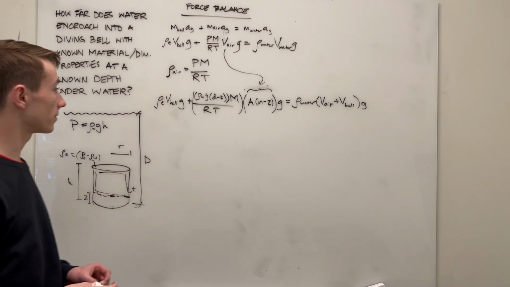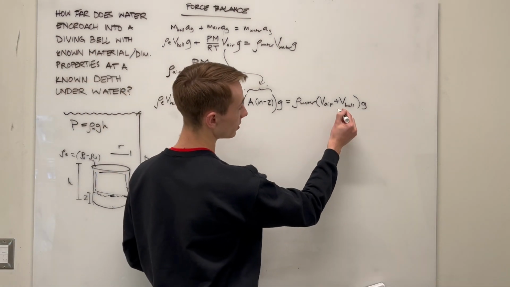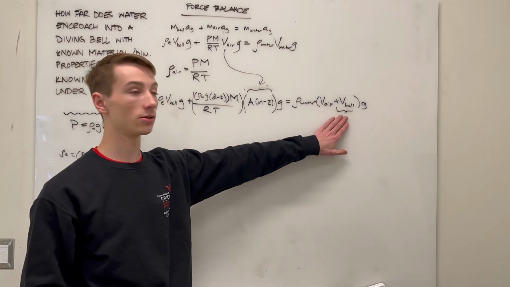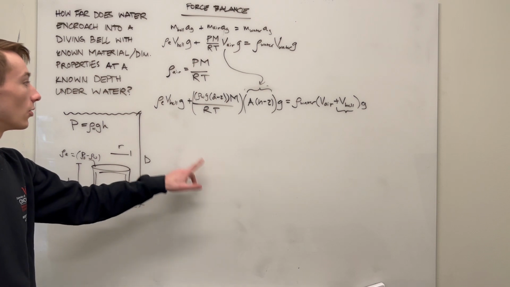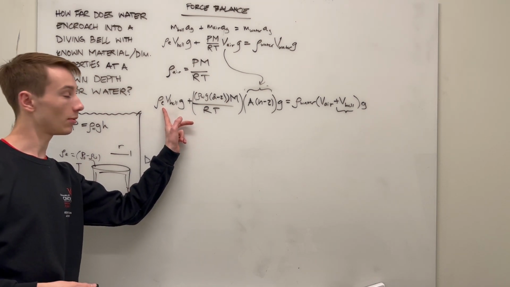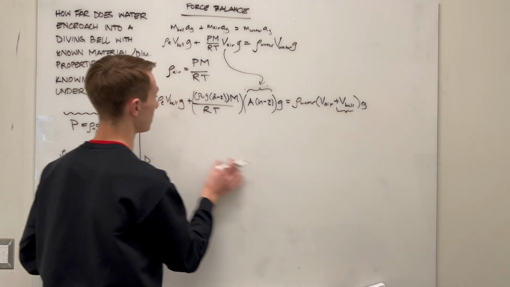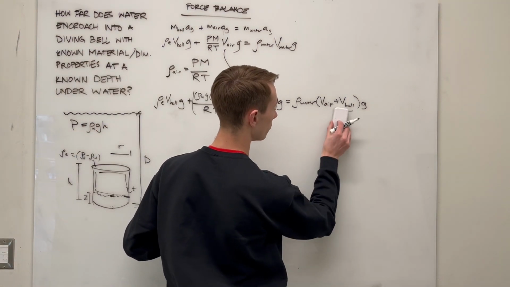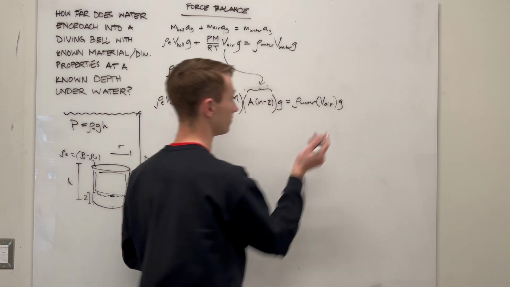Oh, you know what? I made a quick mistake here. We actually don't need to include the volume of the bell here. That's what was bothering me. The reason we don't need to include the volume of the bell in the water displaced is because we've accounted for it with the effective density of the bell itself. Remember, when we account for the effective density, we're subtracting out this term already onto this side. So really, we don't need this here at all. We've already accounted for that. We don't want to double count it.